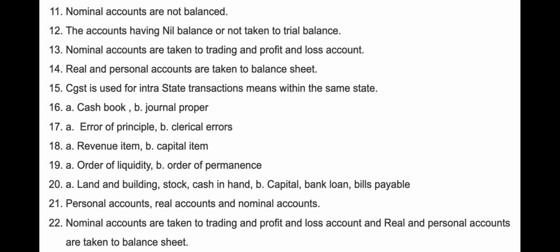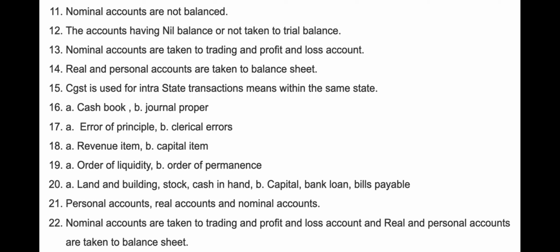12. The accounts having nil balance are not taken to trial balance. 13. Nominal accounts are taken to trading and profit and loss account. 14. Real and personal accounts are taken to balance sheet. 15. CGST is used for intra-state transactions, means within the same state. 16. A. Cash book, B. Journal proper.